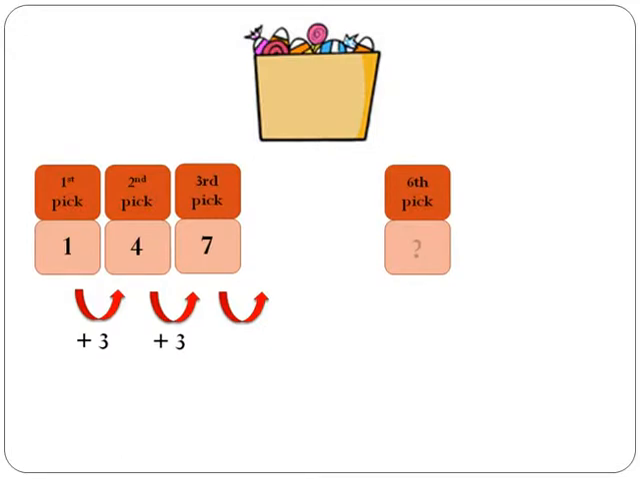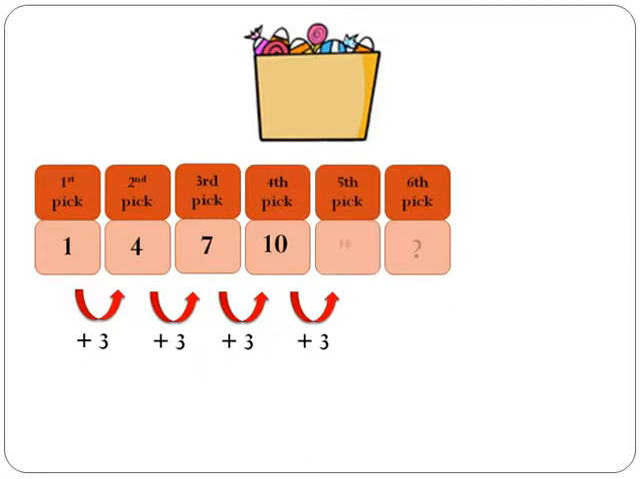Yes, it is easy. The third time the kid picks up 7 candies, and we have seen that the number of candies is increasing by 3. So the 4th time the kid will pick up 7 plus 3 candies, that is 10 candies. Similarly, in the 5th pick he will have 10 plus 3, that is 13 candies. And finally in the 6th pick he will have 13 plus 3, that is 16 candies.